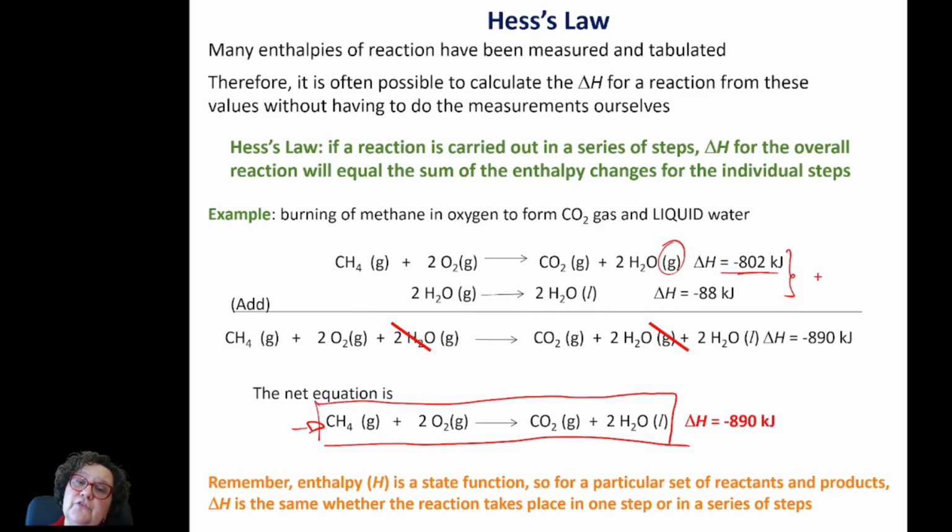So you can use this property, the fact that only the initial and final states are important, the reagents and the products, but the intermediate steps do not matter. It doesn't matter how you get from A to B, it just matters that your initial state is A and your final state is B. That can be used to calculate many changes in enthalpy, just by using tabulated data, that otherwise you would have to literally measure one by one.